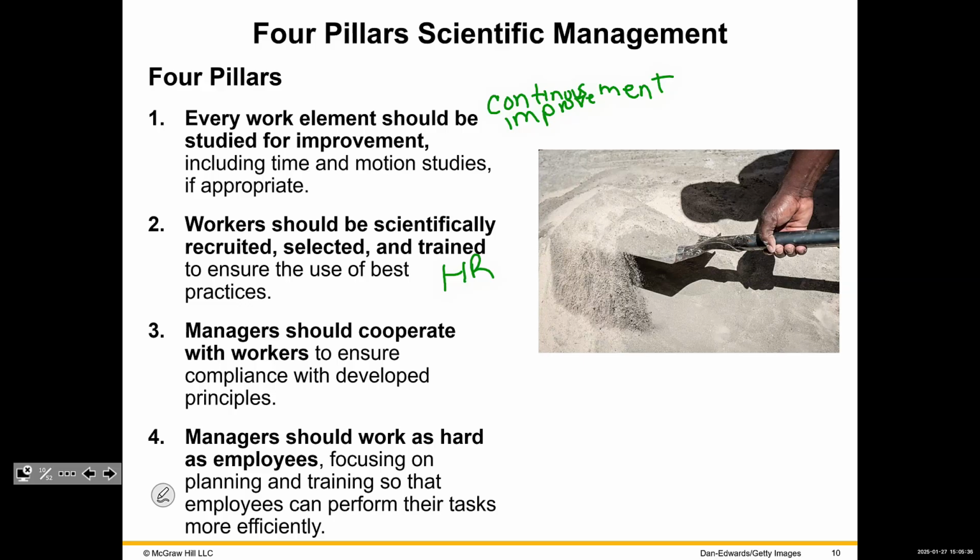Managers should cooperate with workers. So what management principle does that relate to? You've got to cooperate. You've got to be friends. That's where Dr. Paz gets scared. You need to be friends, but if you don't motivate your employees, they're not going to work well for you. And then managers should work as hard as employees.